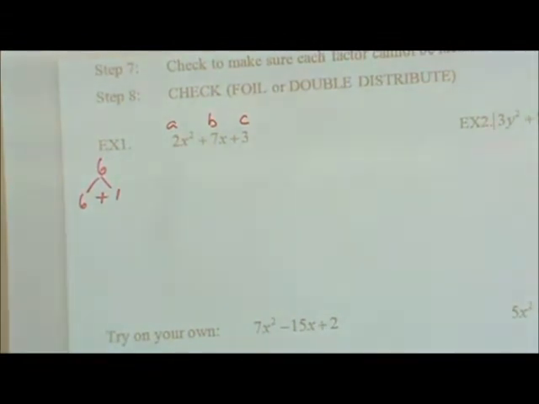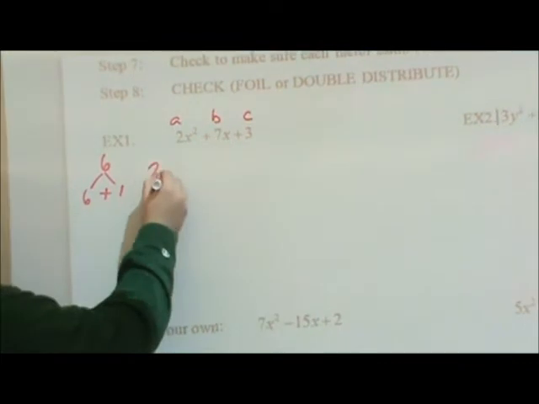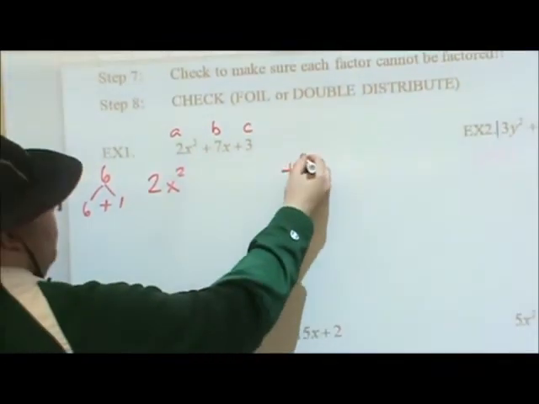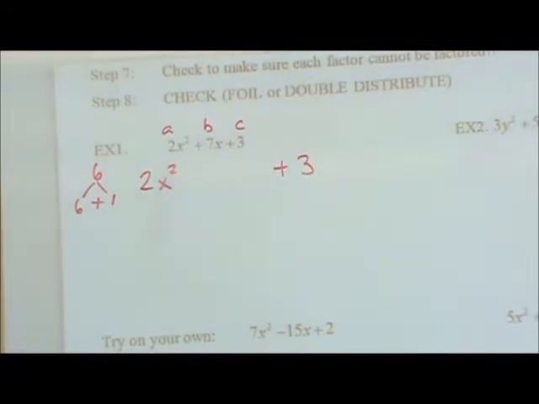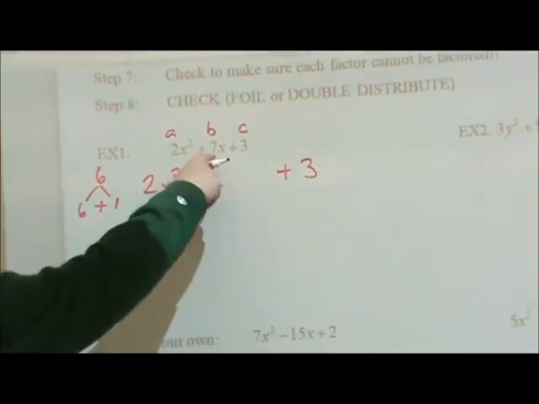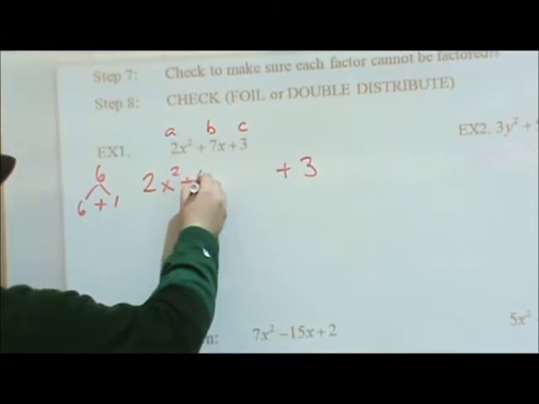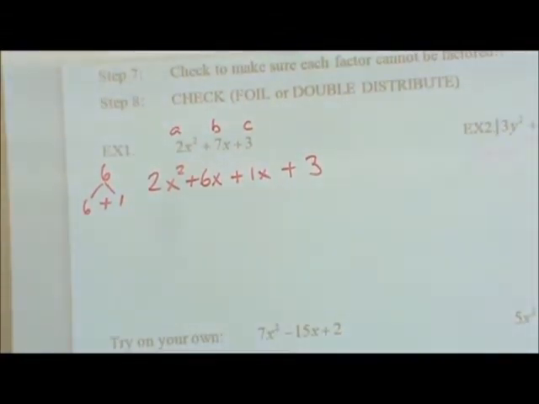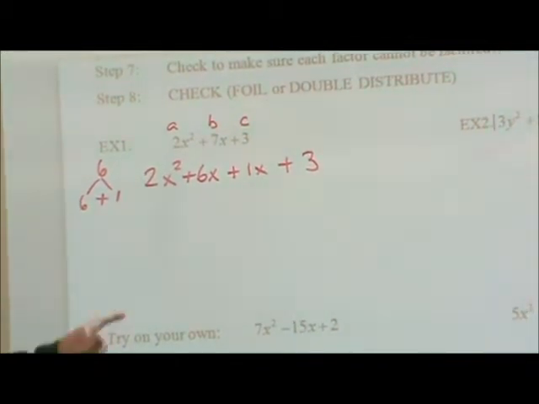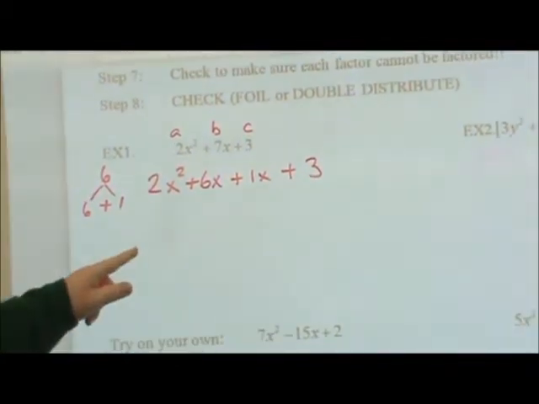Now that we have those, we're ready to rewrite the middle term. First term stays the same. Last term stays the same. And then we rewrite the middle term. So the middle term, instead of 7x, we're going to write it as 6x plus 1x. Could we write it as 1x plus 6x? Absolutely. Still get the same answer.